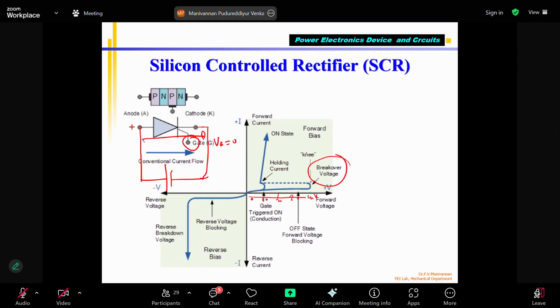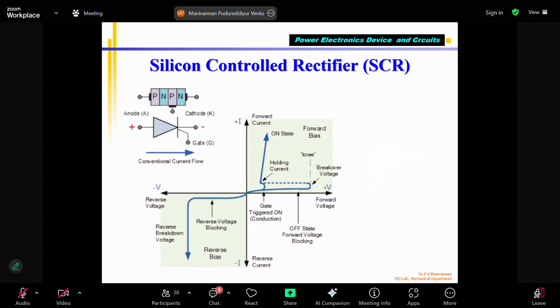You should never apply a voltage between anode and cathode equal to VAC max, the breakdown voltage. You should always supply less than that if you want to control the SCR properly. That means for this SCR, you need to supply a maximum of 35 volts. 40 is breakdown, so only 0 to 35 volts can be applied as the anode voltage VAC.